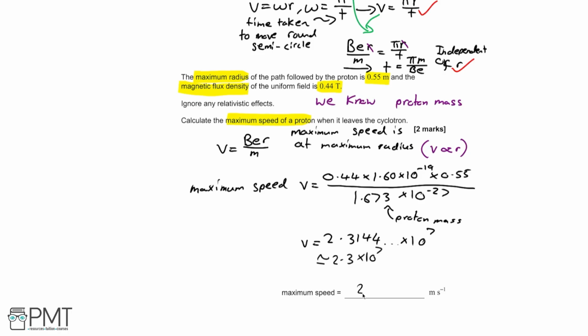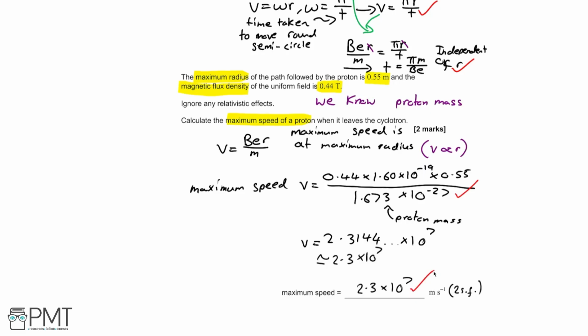So our answer is 2.3 times 10 to the 7 meters per second to two significant figures, since this is the degree of precision for the data given in the question. In this question, we got 1 mark for the correct rearrangement of this equation for v and for an attempt to substitute in the numbers for v, and we get our 2nd mark for a correct final answer.